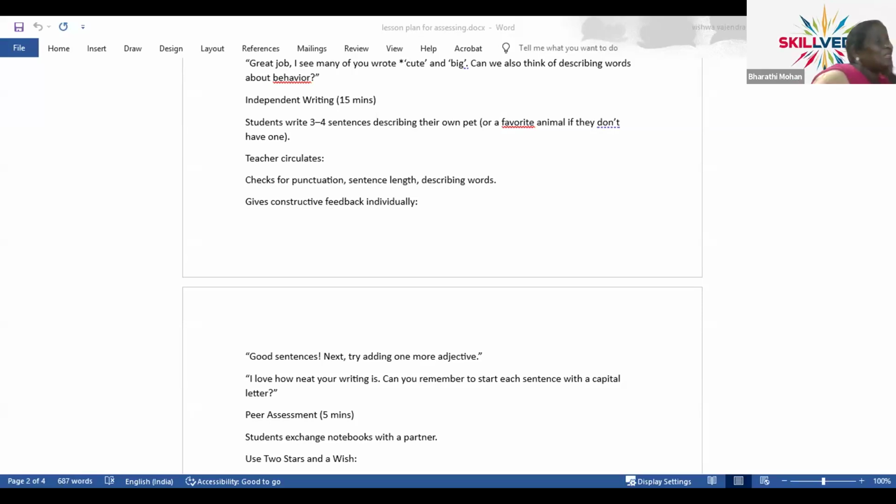And similarly, the family words, we start drilling with them. And that is also a way where students can learn better. Any other questions?